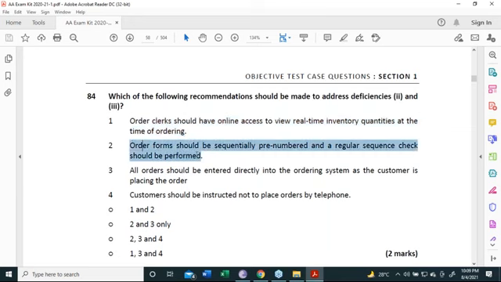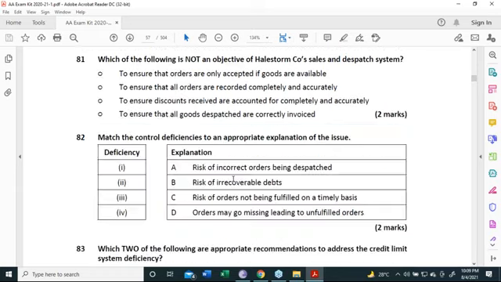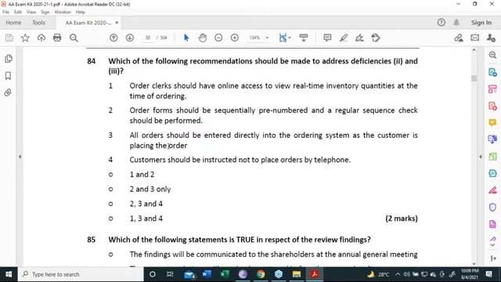Order form should be sequentially pre-numbered and a regular sequence check should be performed. Yes, this recommendation addresses deficiency number 3. So yes, option number 2 is the correct answer. Now, all orders should be entered directly into the ordering system. Yes, rather than initially writing on paper and then on the system, why not directly onto the system? So 2 and 3 is your answer. What about the fourth? Customers should be instructed not to place orders by telephone. No, why would you do that? Why would you discourage customers? So fourth is not a sensible answer. So the correct answer is 2 and 3. That makes option B your correct answer.